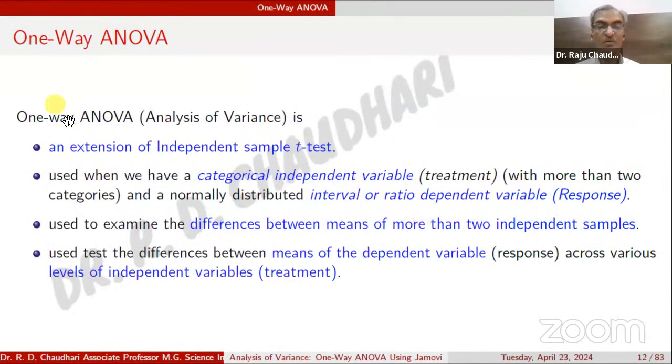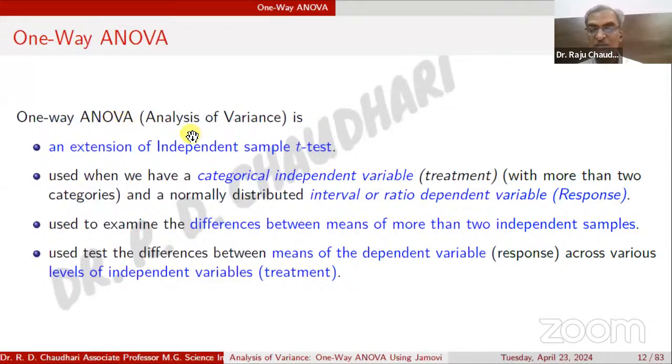Now, what is one-way ANOVA? It is nothing but an extension of the independent sample t-test, right? In the independent sample t-test, we compare two groups: two samples are independently selected, and we want to compare the means of the two groups, right? So it is an extension of the independent sample t-test. That means when we have to compare more than two groups, we can go for ANOVA, right?